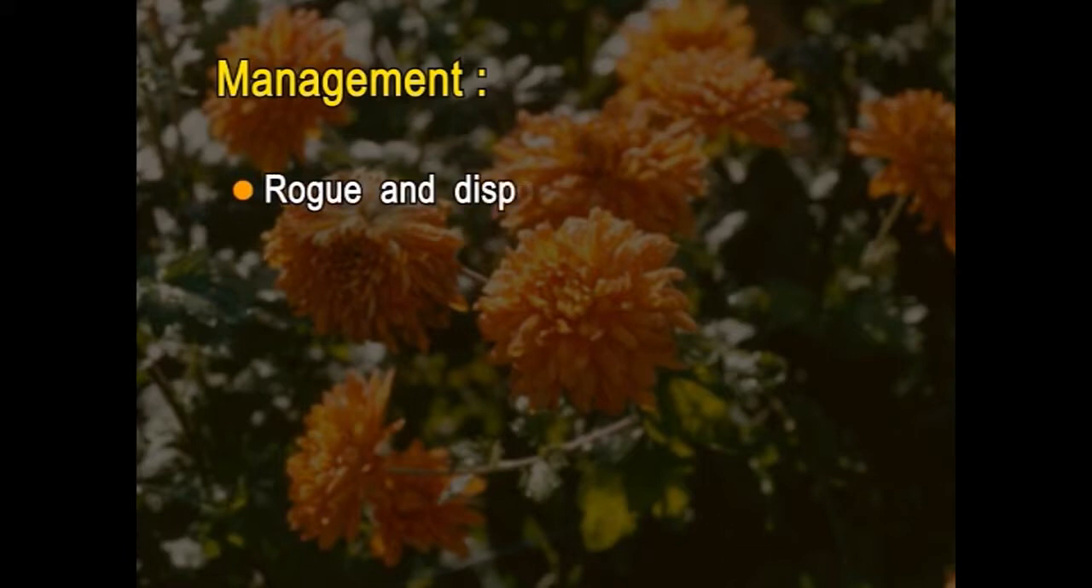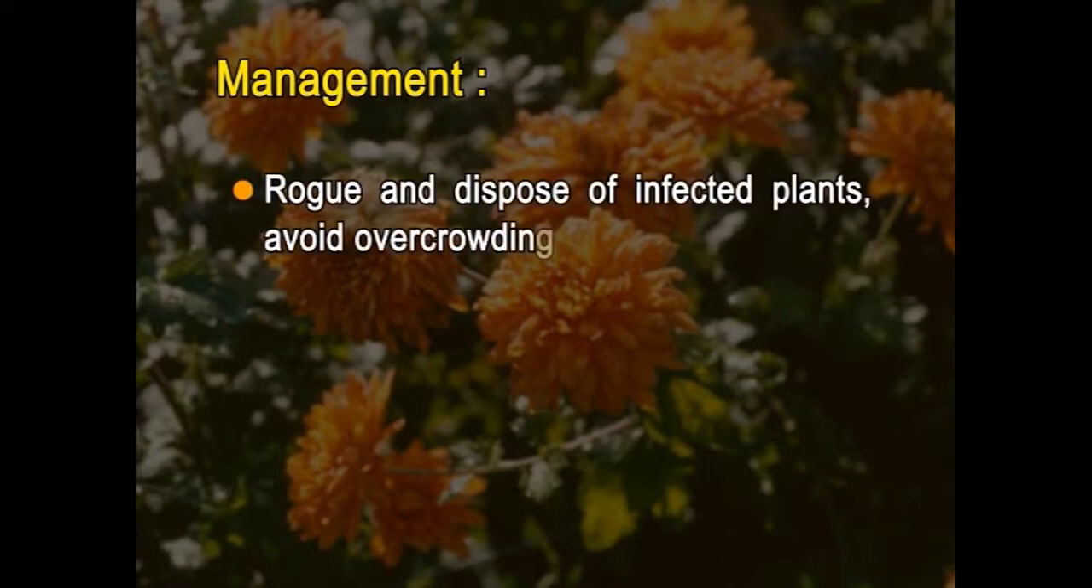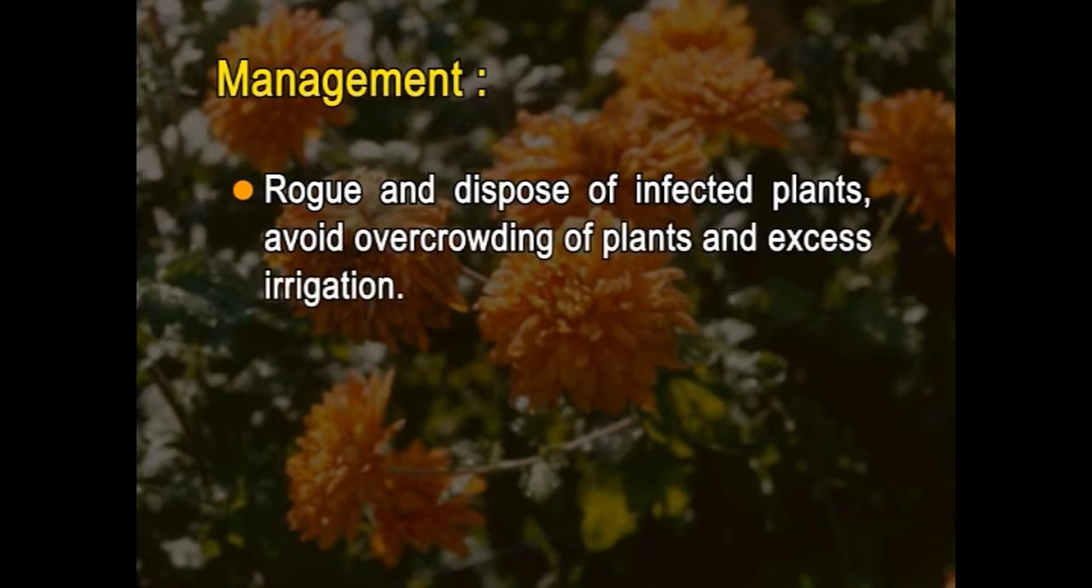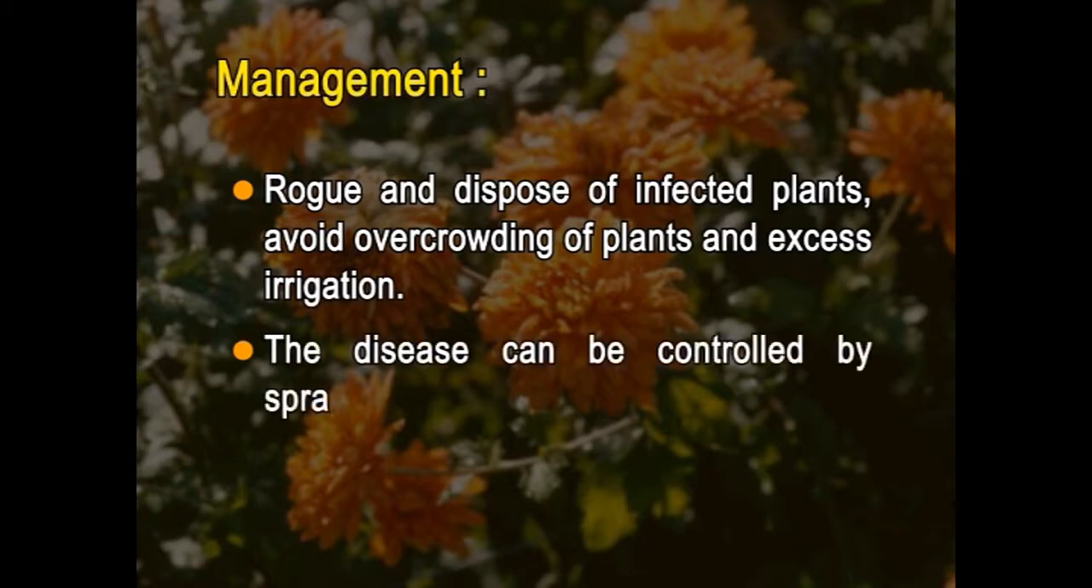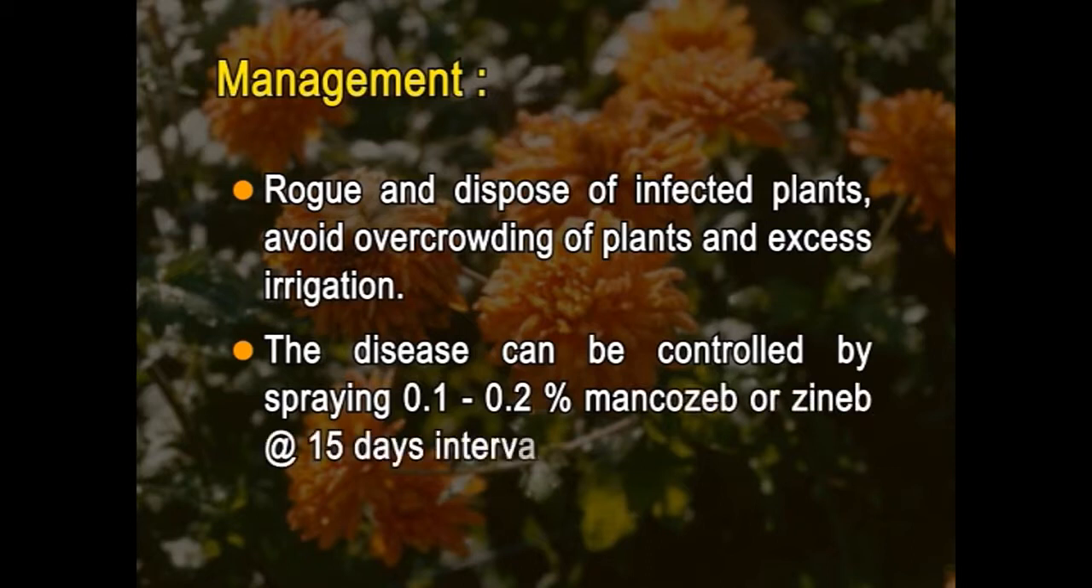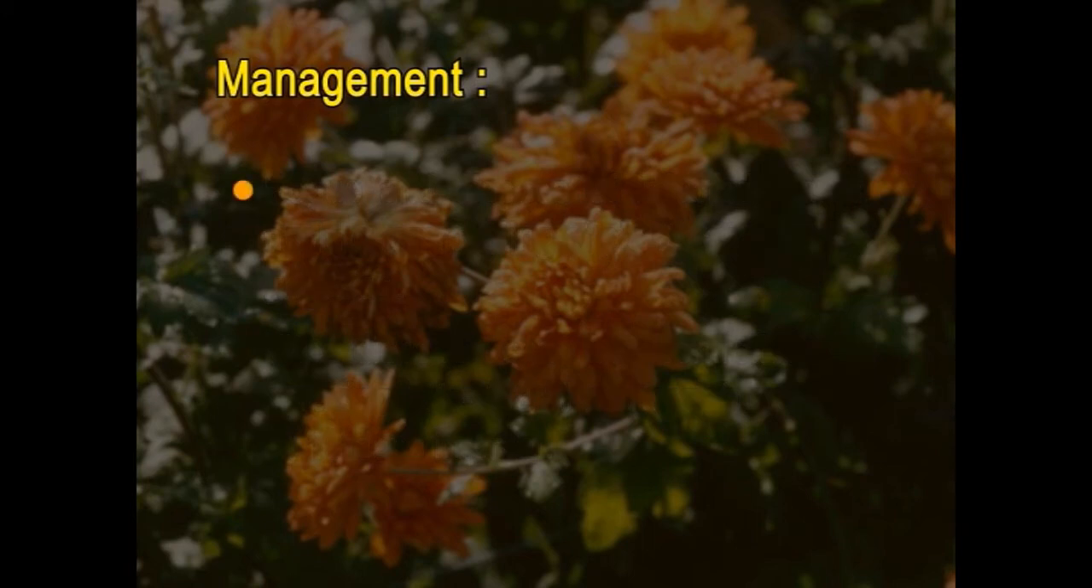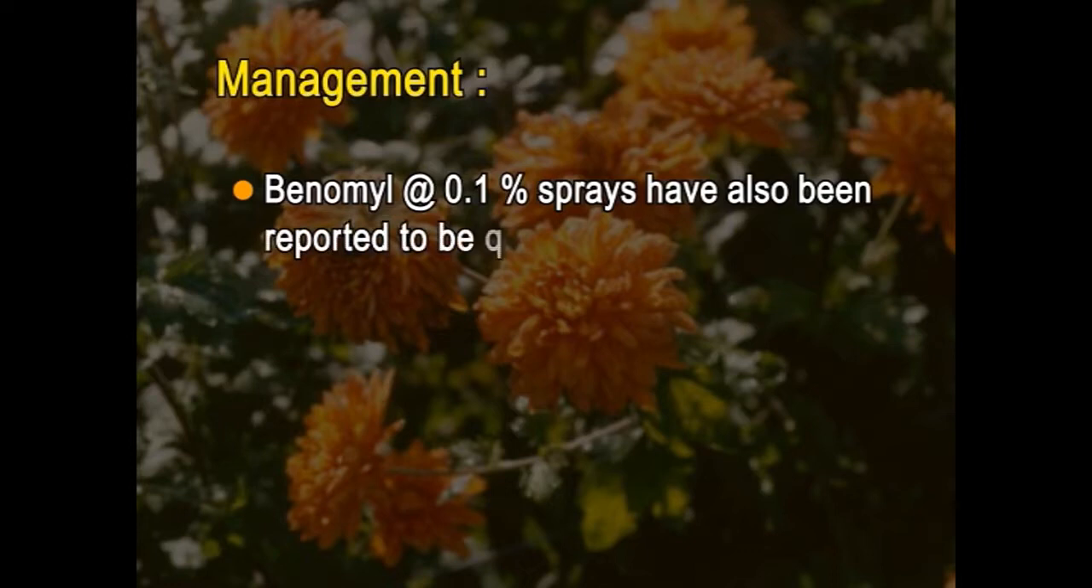Rogue and dispose of infected plants. Avoid overcrowding of plants and excess irrigation. The disease can be controlled by spraying 0.1 to 0.2% Mancozeb or Zineb at 15 days interval. Benomyl 0.1% spray has also been reported to be quite effective.